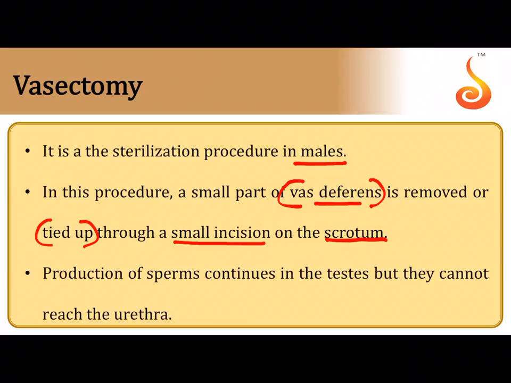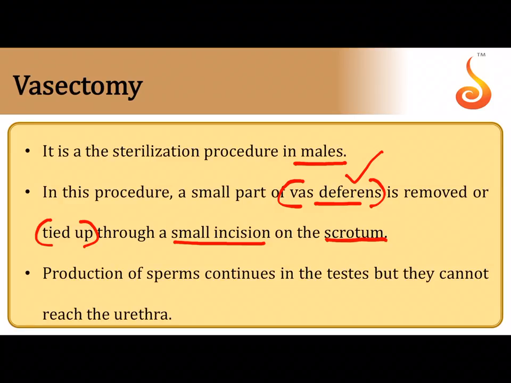You can imagine what will happen if the vas deferens is cut. The sperm is not transferred up into the ejaculatory duct. The male during sexual intercourse will release the semen, but the semen will not have the sperm. So we should not call it semen, we should call it seminal plasma. Only the seminal plasma is released into the female. There is no sperm in it.